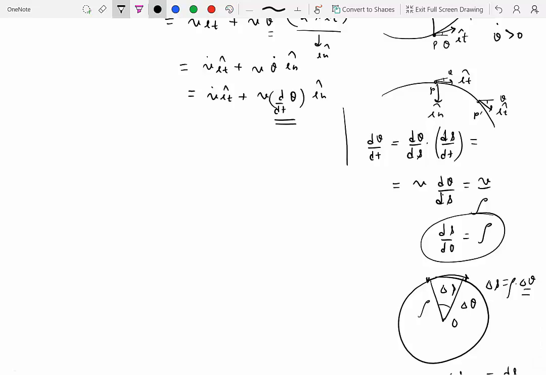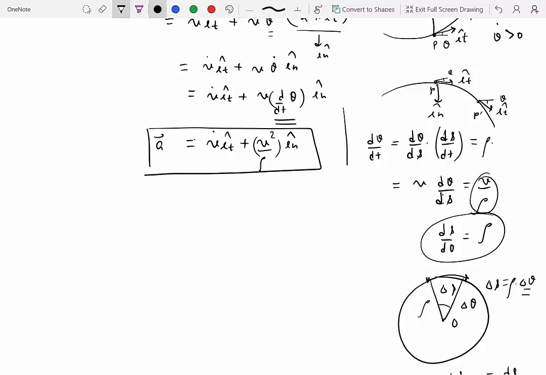So going back over here, I already actually wrote this. We have d theta over dt equal to v over rho. So let's write that here: v dot et hat plus v times v over rho, so that becomes v squared over rho times en hat. And that's your acceleration expression in the tangent normal coordinate system.